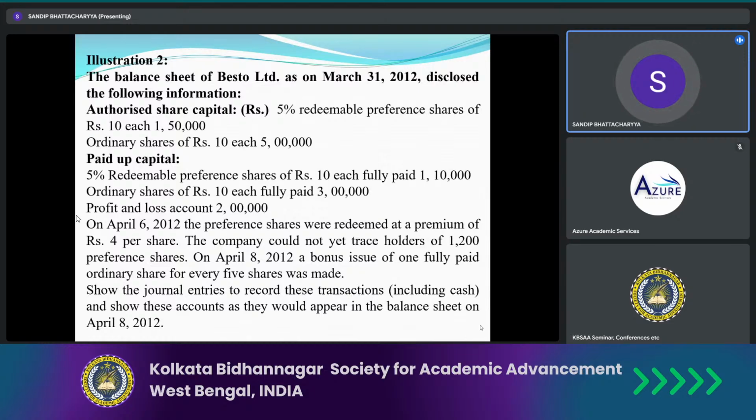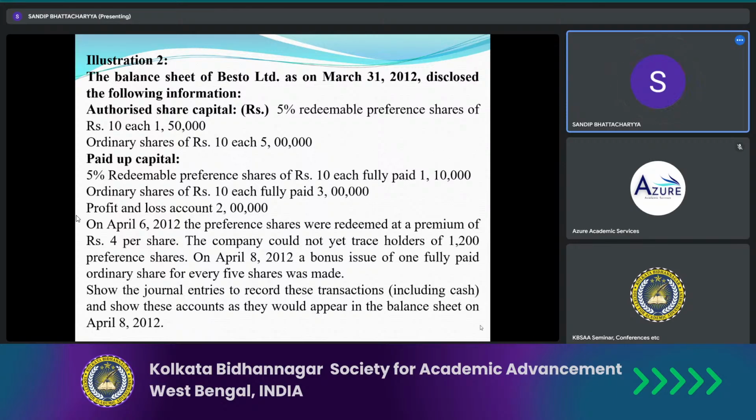First we will make the journal entries with some necessary workings. At first you can see the 5% preference share capital, 10 each, of rupees 1,10,000. That means how many preference shares? 11,000. Ordinary shares 10 each of rupees 3 lakh. How many equity shares? 3 lakh by 10, that is 30,000. And then we have only the profit and loss account of rupees 2 lakh.